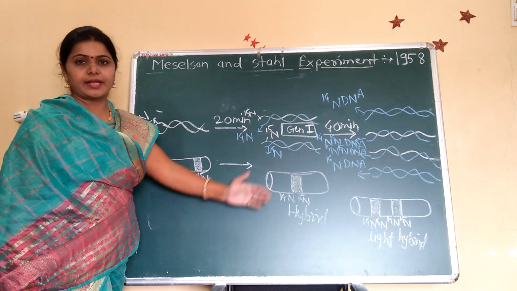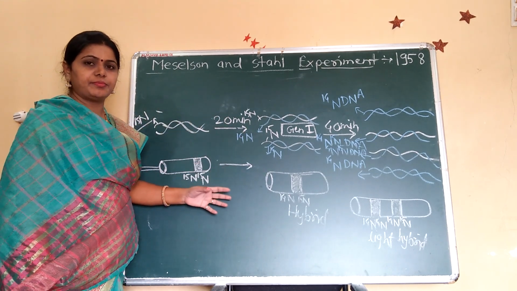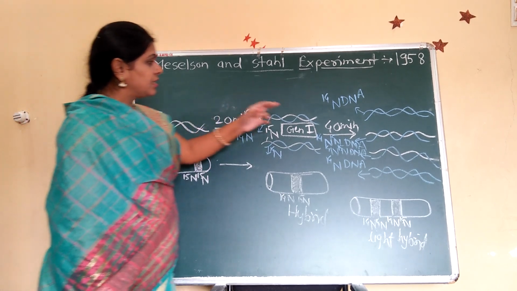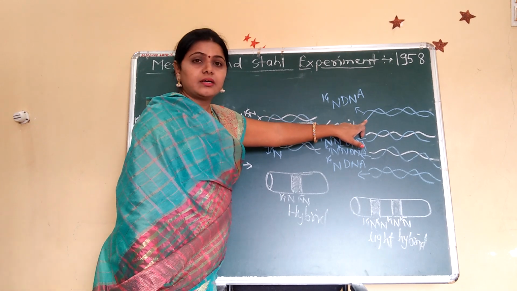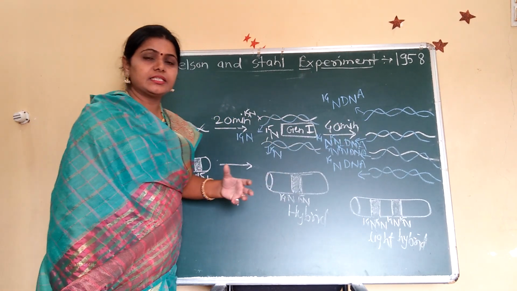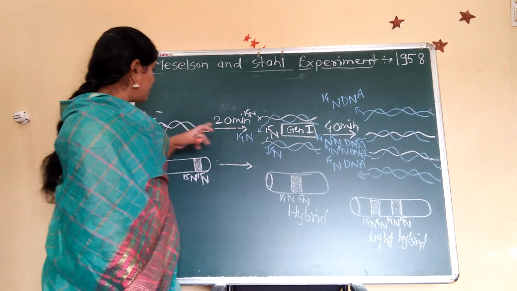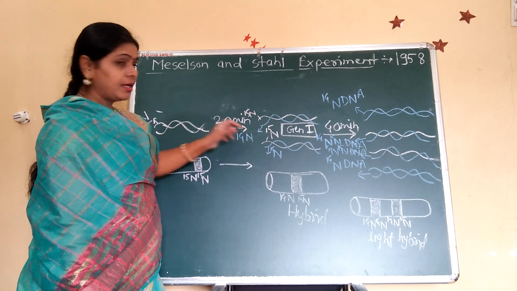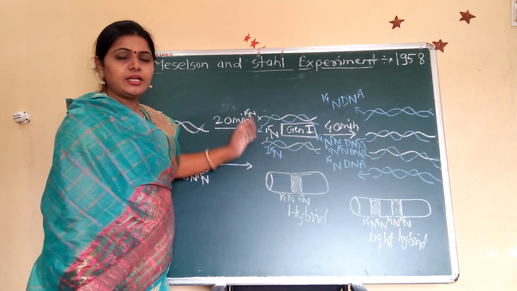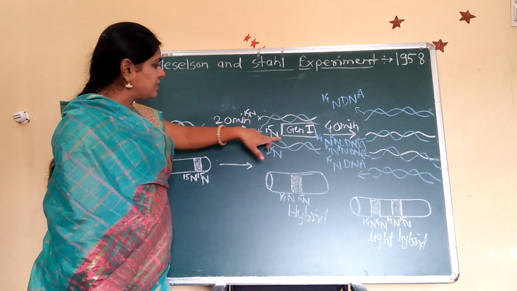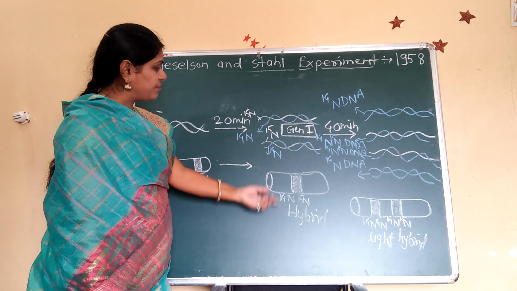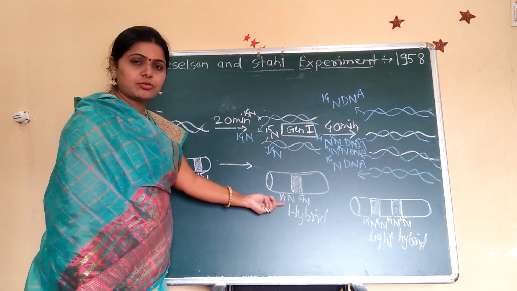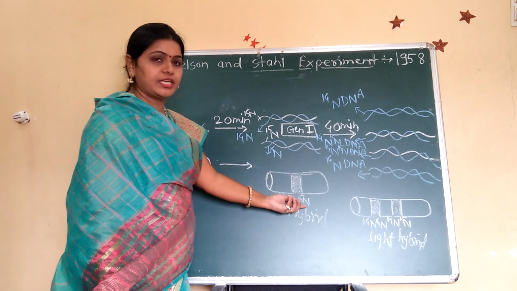This is the complete diagram of the Meselson and Stahl experiment, which shows the semi-conservative replication of DNA and proves that the mode of replication of DNA is semi-conservative in nature. What happened here? Half of the DNA is parental DNA, which is consumed into the daughter DNA, and the newly synthesized DNA is N14 because of the culture medium, which is clearly seen here, and the bands shown by the centrifugation technique are N14 and N15.